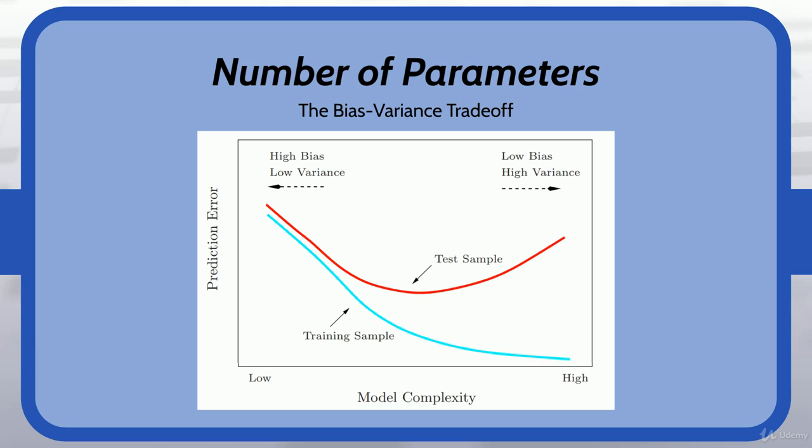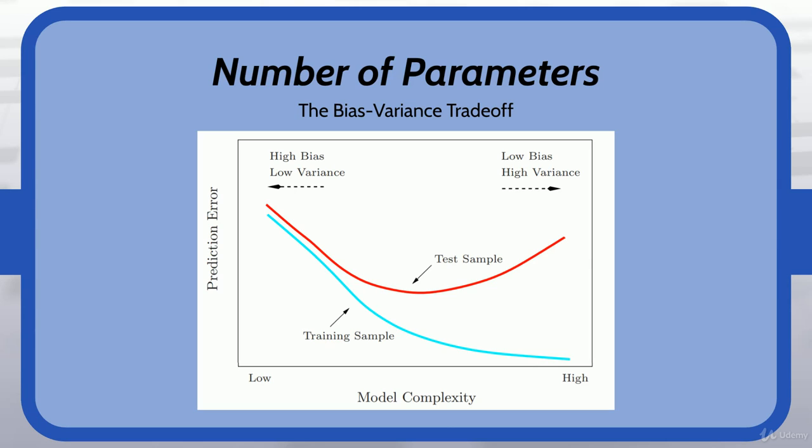So if you look at this graph, which we've looked at before, on the far right, you have high model complexity, which is going to come with low bias, so we're not pretending to know a lot about the underlying data. But again, we're going to overfit our training sample and we get a poor prediction error on our test sample.